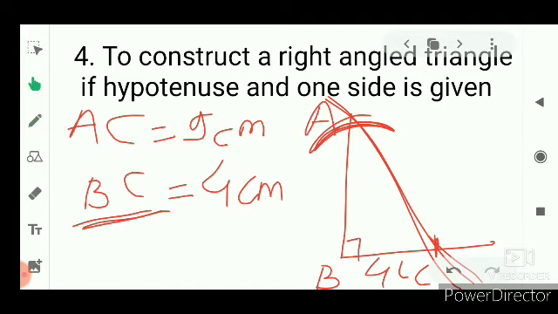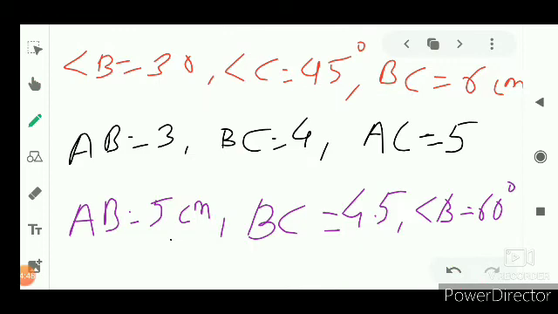Okay, now I am giving some questions to you for homework. Just try these questions. The first question is, in the triangle ABC the measurement of angle B is 30 degrees, angle C is 45 degrees and the side BC is given as 6 cm. Here 2 angles and one side are given and you have to draw the triangle ABC. Okay, so this is the homework. Just try it on your own in your notebook.